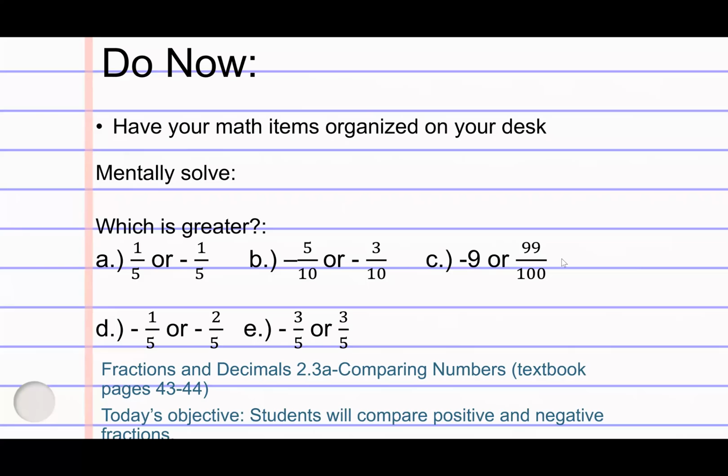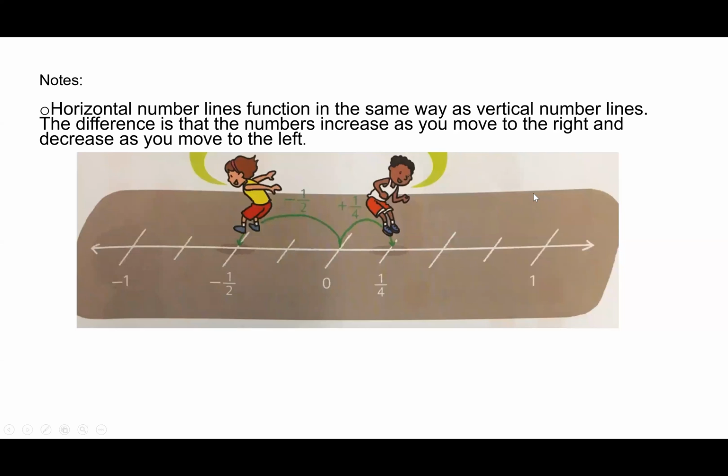Okay, so today we're working on comparing positive and negative fractions and decimals again. So pretty similar concept as what we've been doing. Nothing's new. We're just going to be working a little bit more with horizontal number lines today. Did anybody get confused between the horizontal number lines and the vertical number lines? Or were we kind of okay with that?